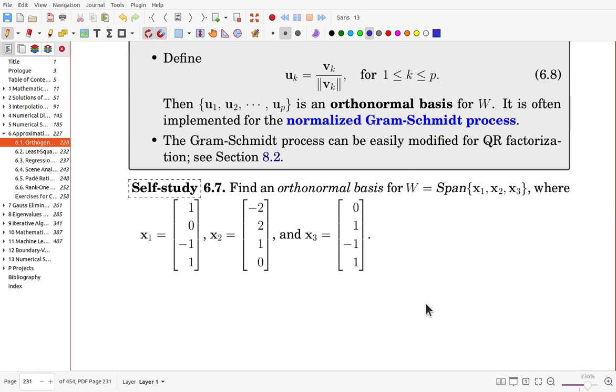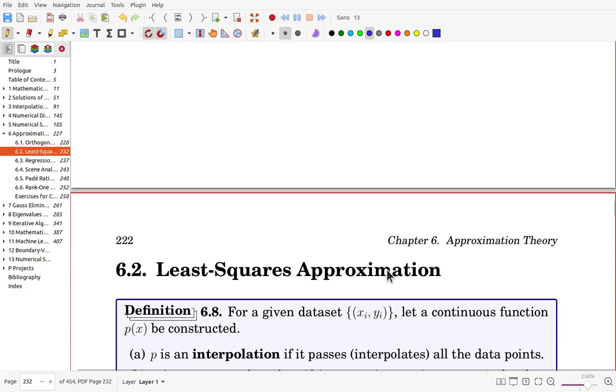Okay, for these three vectors, it will be a good exercise for you to find an orthonormal basis. Okay, thank you.